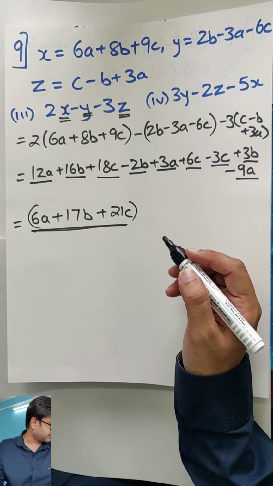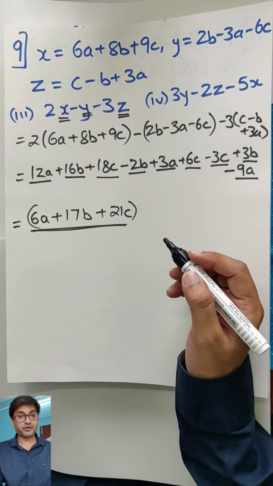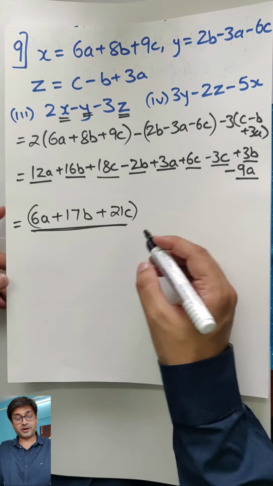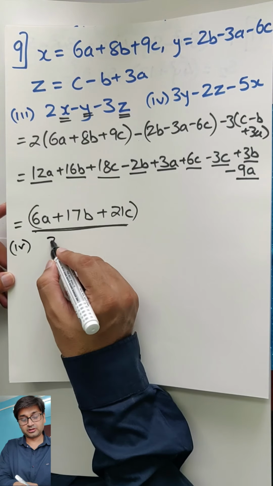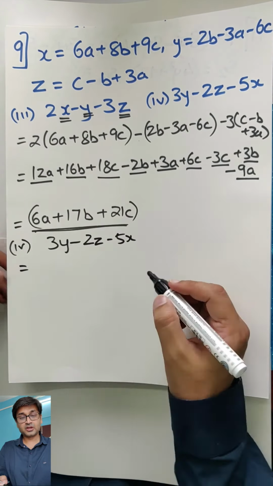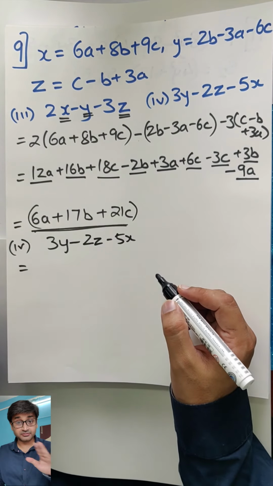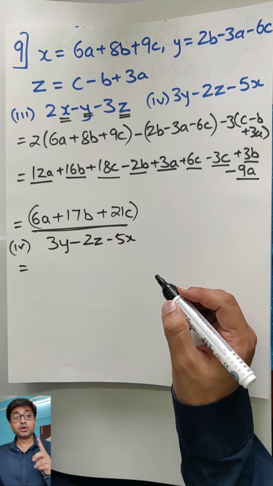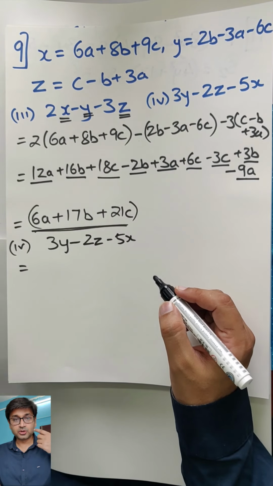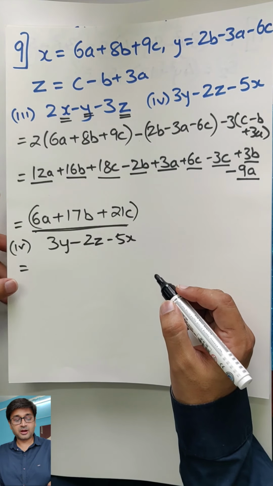Is that correct? Sum number 9 part 3, please tell us. 6a, 17b, 21c. Perfect. Can you now try part 4? I have already shown you how to do the third one. 3y minus 2z minus 5x. Come on, pause. Everyone try on your own. You get it wrong, doesn't matter. But try. You should know where you're going wrong.